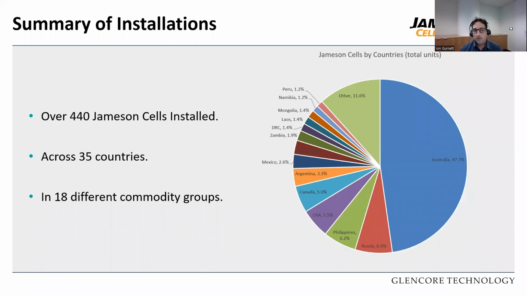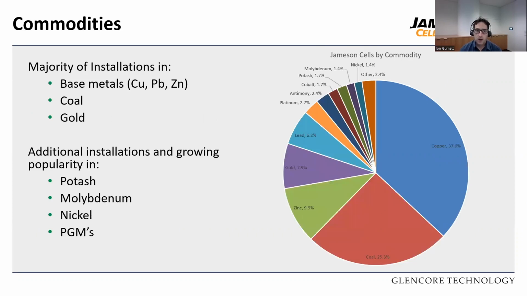Now, 440 Jameson cells have been installed. We've installed these over 35 countries in about 18 different commodity groups. Probably one of our main markets has been Australia, which logically makes sense. This is where the Jameson cell was developed. And as you can see, we have a presence in North America, South America, and the CIS regions. A majority of these installations are base metal, with coal being a big one in Australia, and gold.